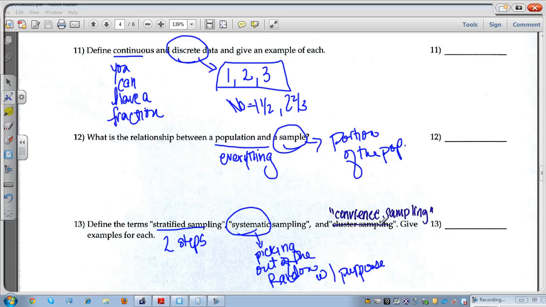Convenience is just whoever happens to be there. So convenience is, I ask you to poll students of Mitchell Community College, and you're like, well, I'm just going to go chill out in the parking lot, and whoever comes by, that's who I'm going to ask. That's a convenience. Like the Girl Scouts go around, sell cookies, they hit everybody in their neighborhood because it's convenient. Everybody's just right there. You're just going to go to one place, and whatever happens, happens.